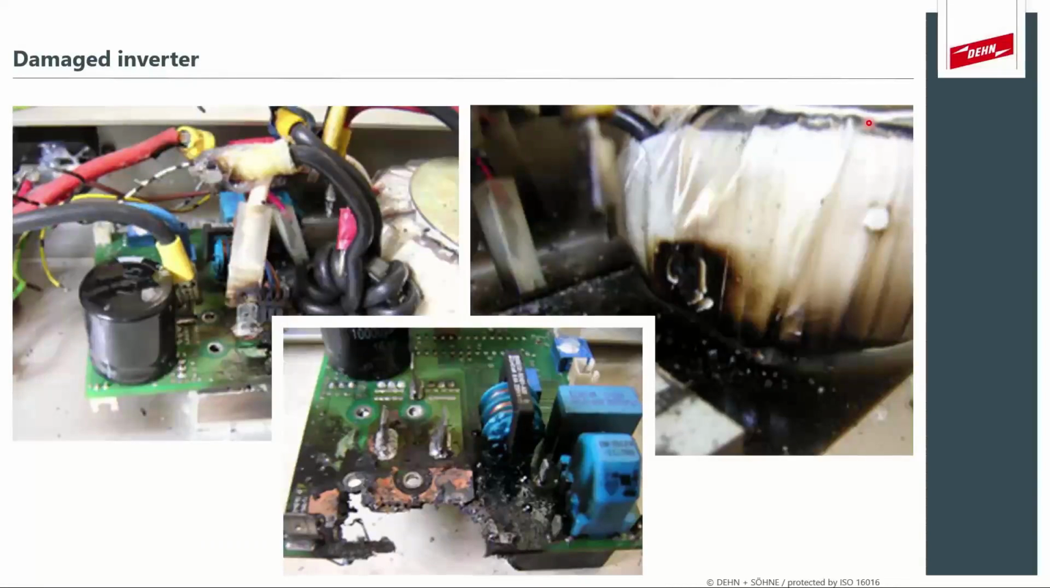This is an example of damage to a PV inverter. This was a direct strike where energy entered the inverter, and you can see the holes through the PCB and damage and burning to all the electrical equipment inside the inverter as well.